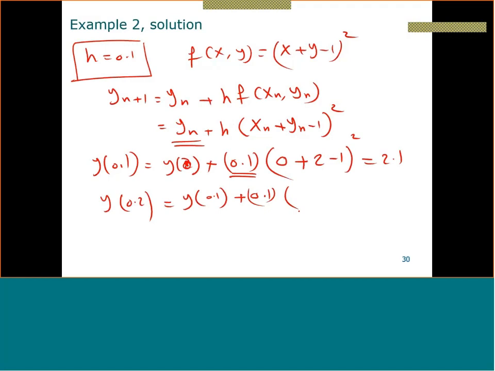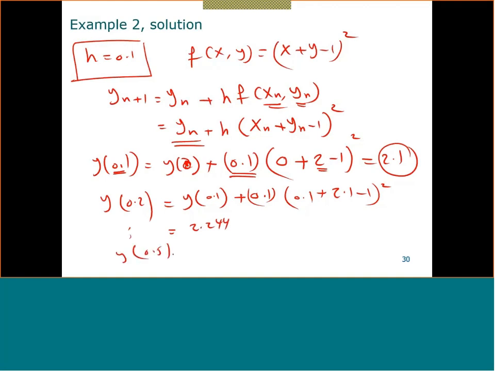Now I will use the most updated value for xn and yn. The xn is 0.1. The x now is 0.1, and y is from the previous one, again 2.1, minus 1. This is a constant, squared, so this is equal to 2.244, and you keep going until you reach y at 0.5, which is equal to 3.2261.